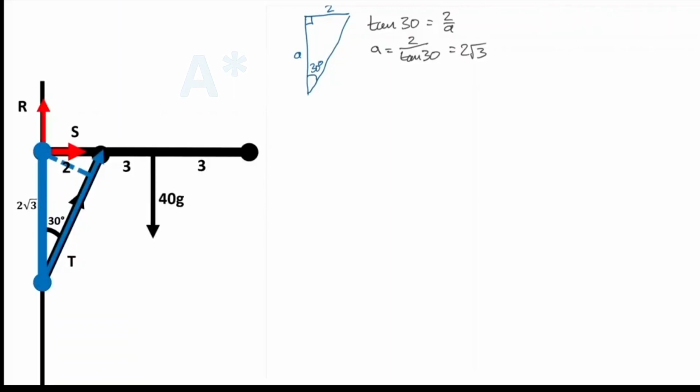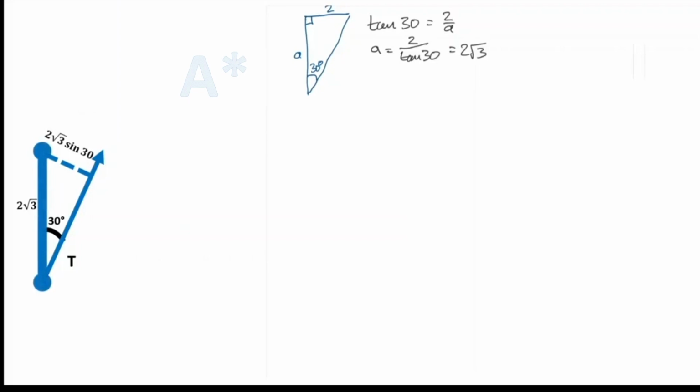So we want to find the moment that the tension force produces. Well, we need to find the perpendicular distance from the hinge to the tension. Let's look at the diagram on its own. Since this perpendicular distance is the opposite of 30, we need 2 root 3 sine 30. That's the perpendicular distance. The reason I needed to find the 2 root 3 is because I knew it was going to be the hypotenuse in this triangle that I've made. So I needed to use that hypotenuse. Let's use that in the moment.